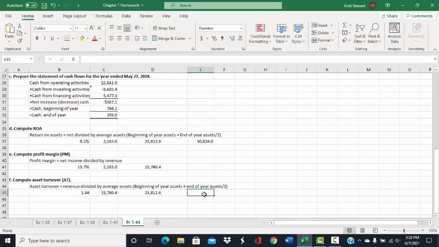We calculated the end of year assets, and the spreadsheet is summing the two amounts for the assets, dividing by 2, and dividing that into the revenue. So our asset turnover or productivity for General Mills was 0.60. And that is the conclusion of the demonstration for problem 144.